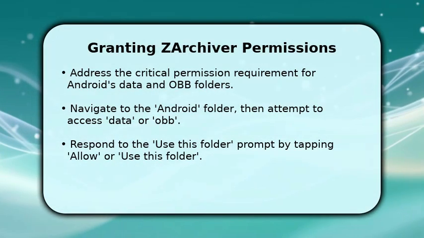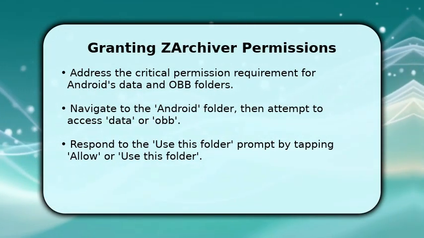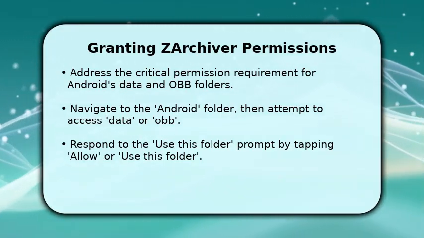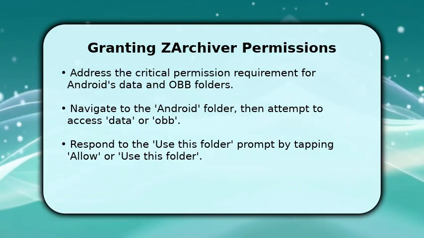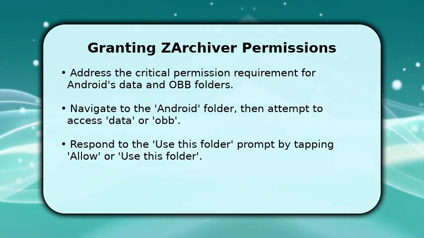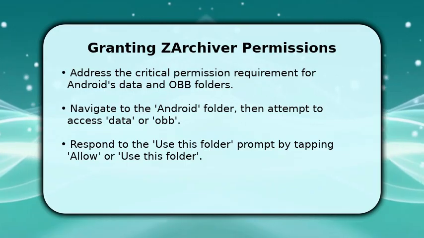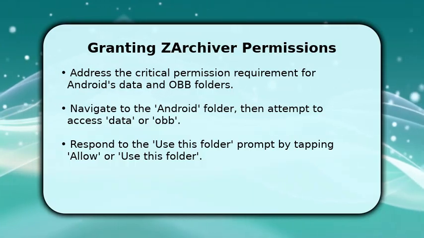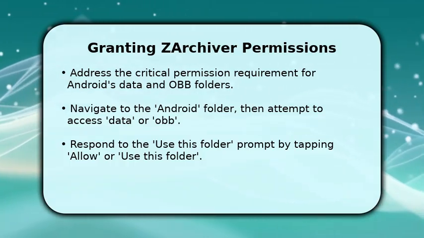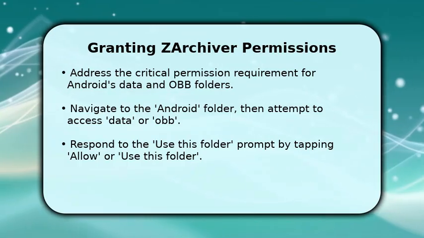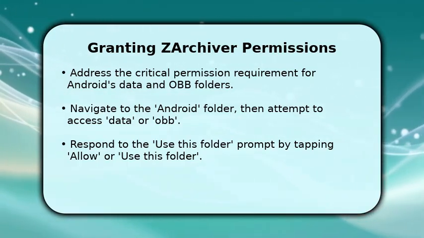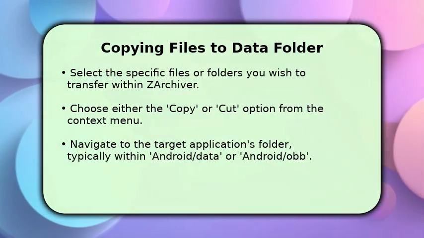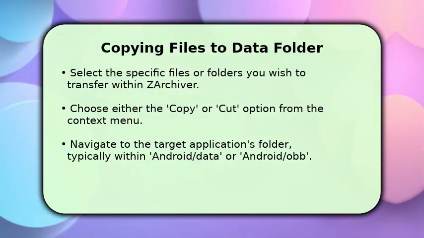The primary challenge on Android 13 is granting ZArchiver the necessary permissions for the Android data or OBB folders. When you attempt to access these directories, ZArchiver will prompt you to grant special access. Tap Use this folder and then Allow to confirm. This one-time permission is vital, enabling the app to manage files within these restricted system areas, ensuring your data can be placed correctly. Once permissions are set, select the files or folders you want to transfer.